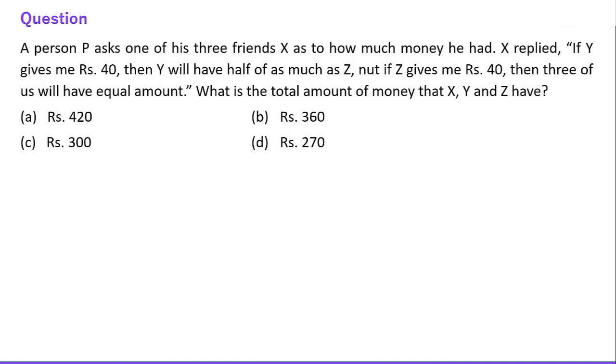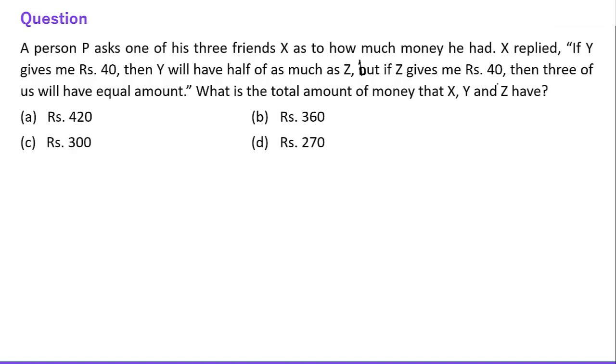The next question is saying, a person P asked one of his 3 friends X as to how much money he had. X replied, if Y gives me 40, then Y will have half as much as Z. But if Z gives me 40, then the 3 of us will have an equal amount.